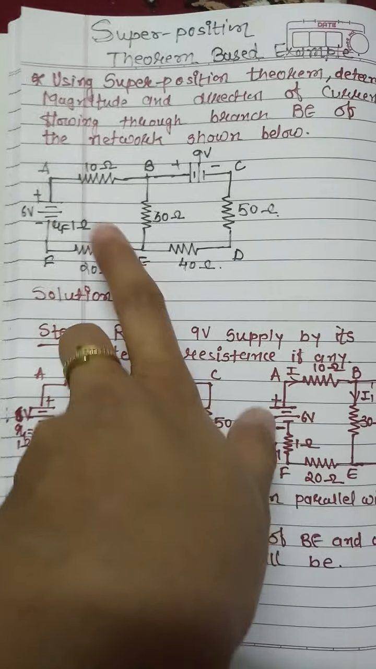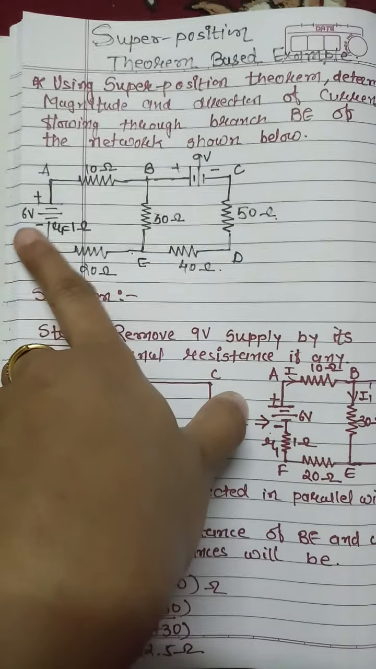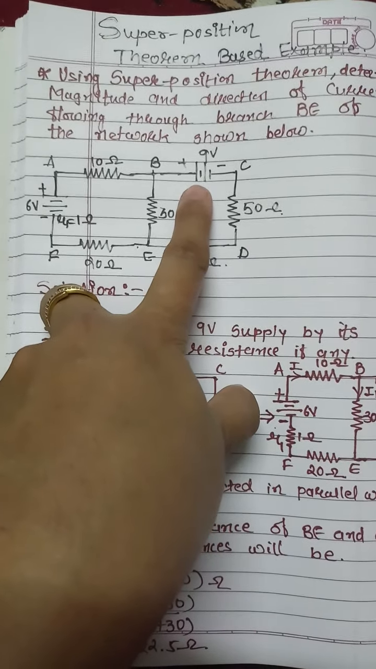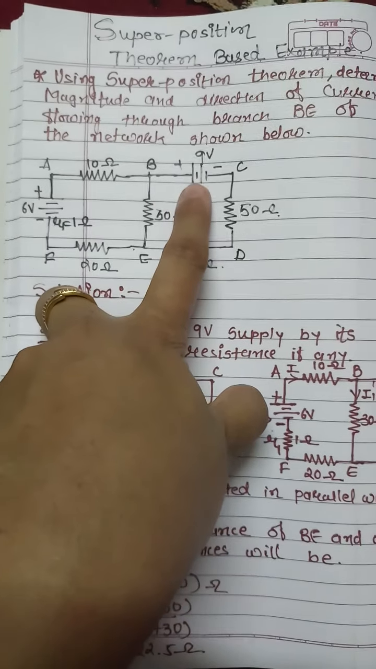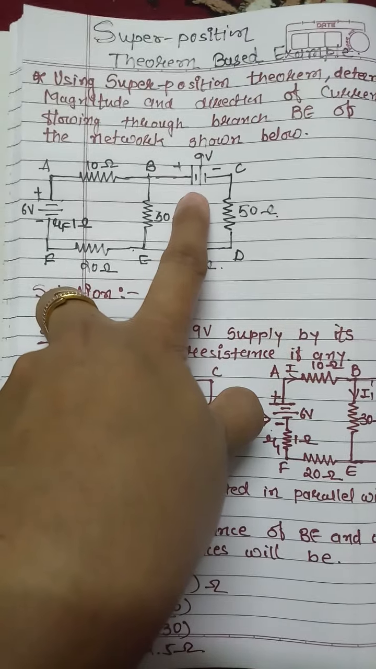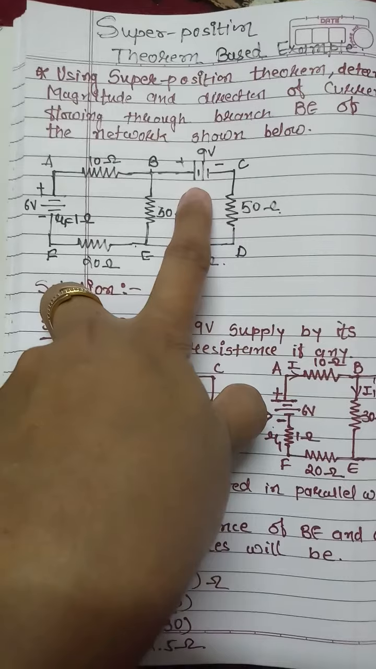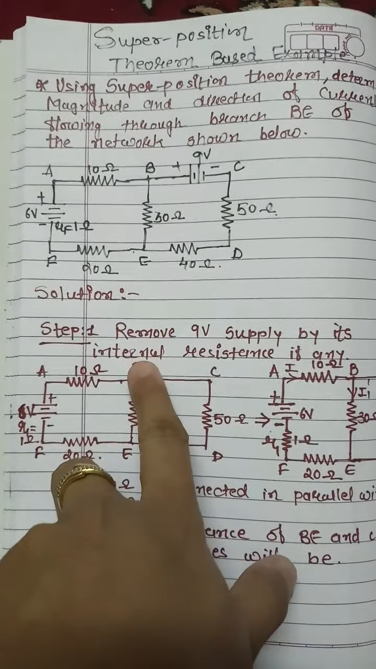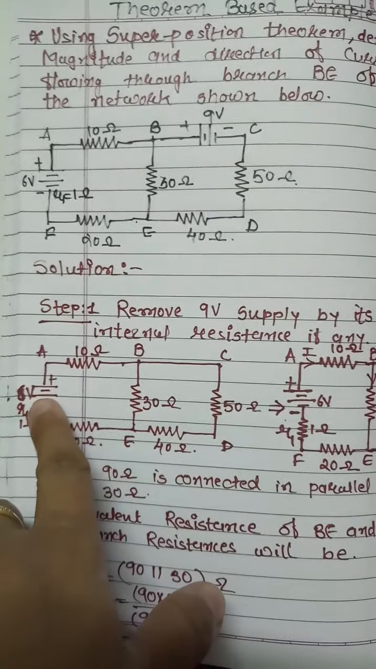Now here two sources are there, 6 volt and 9 volt. So consider 6 volt first and 9 volt is short circuited by its internal resistance. Now see, our circuit will be like this. First 9 volt is replaced by its internal resistance. Here the internal resistance of 9 volt is 0, so 9 volt is directly short circuited. So our circuit will be like this. Okay, 9 volt is directly short circuited and only 6 volt is considered.